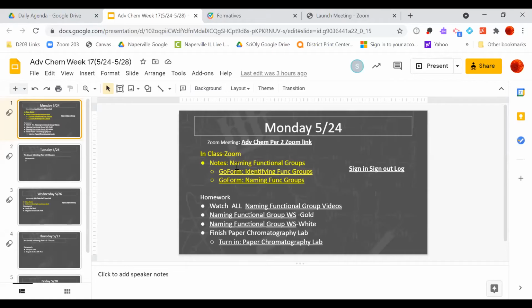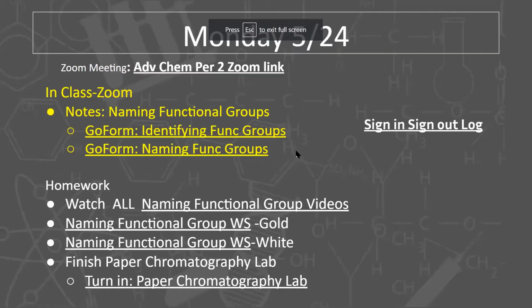And again, I know you're probably done with Go Formatives, but I did create a Go Formative just on identifying functional groups, because I'm going to put a couple questions on just what kind of functional group is it. So that's just a matching Go Formative, and you will see your answers right away. And then on naming functional groups, I've just drawn a couple molecules and asked you to put in the name. I have it set up so that you can see your responses right away, so you can see which ones you got right and which ones you got wrong.